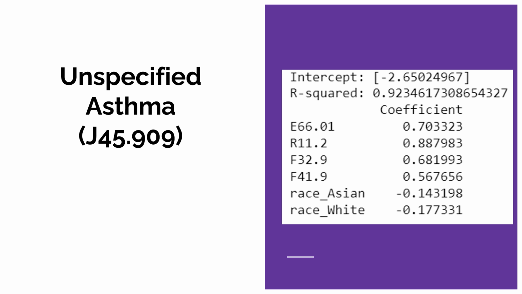In this slide, we can see the indirect lasso regression run for unspecified asthma, which is J45.909, and these came up as the statistically significant variables.